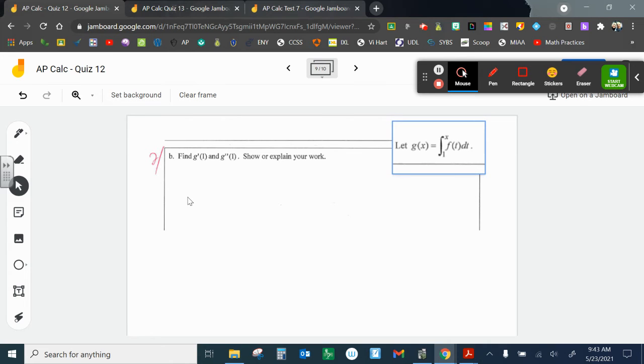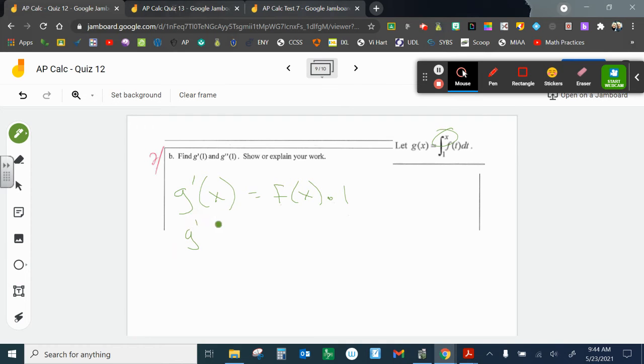Okay, so before I substitute in the 1, let's take the derivative. So this is going to get to the second fundamental theorem of calculus, which we talked about earlier. The derivative of the integral cancels out, so it just becomes f of x. And we always take the derivative of the upper limit at the end, which would just be 1. So when they want to know what g prime of 1 is, that's just going to be f of 1.